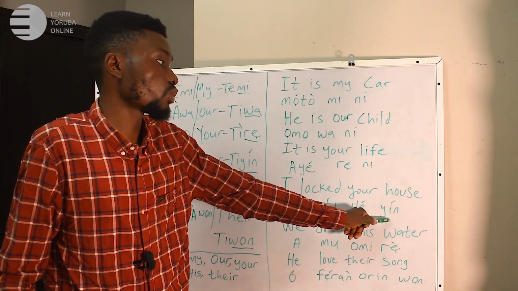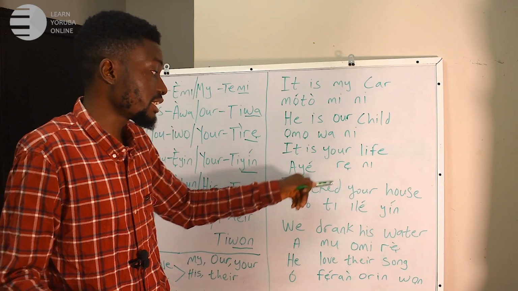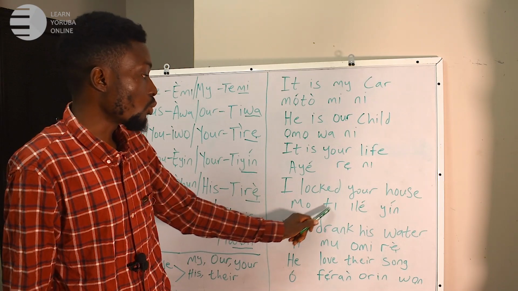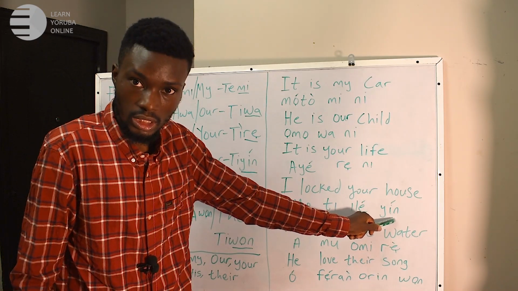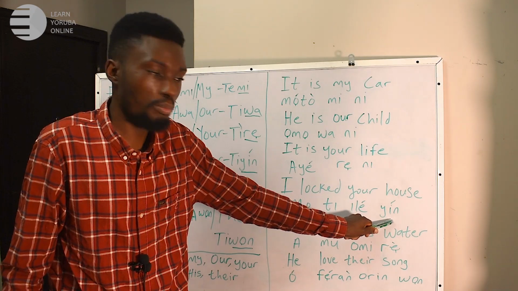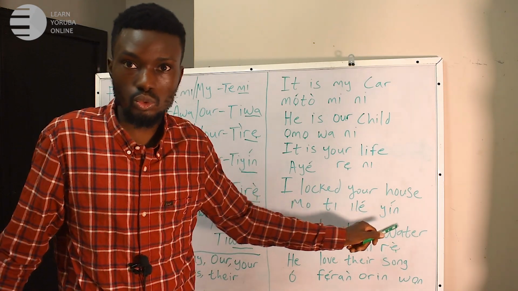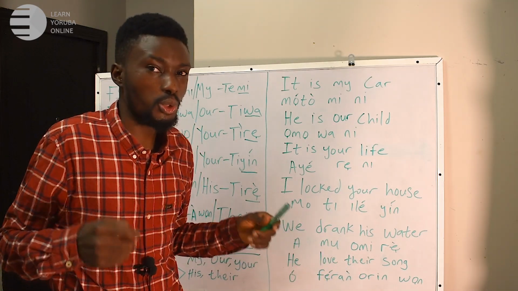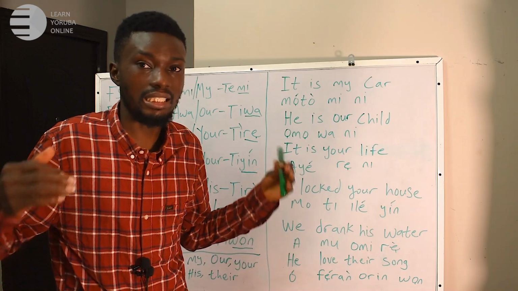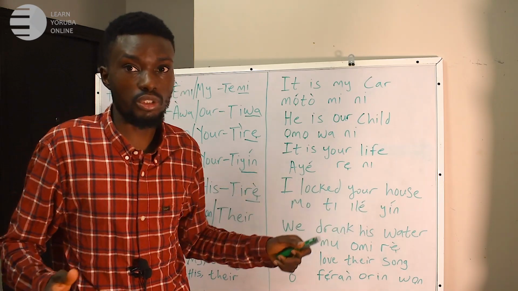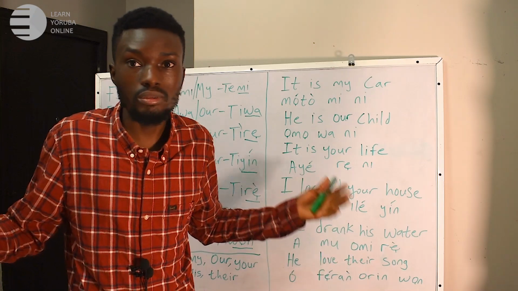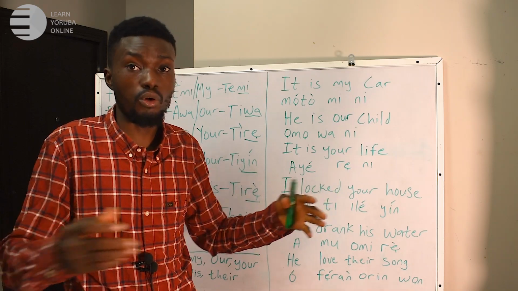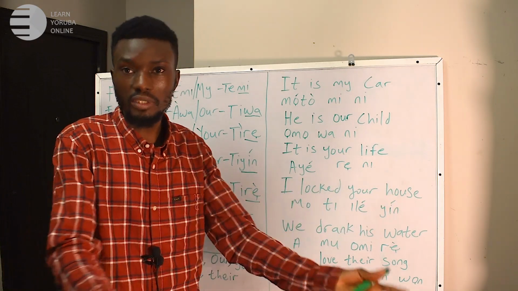So if I locked your house, if I'm talking to one person, it would have been mo ti ilé rẹ. But because I'm not talking to one person, I'm talking to more than one person, it is mo ti ilé yín. So Yoruba always has respect, even if it is one person, but you want to show respect that the person is an elder, maybe an elder that's older than you, you will still use yín, because an elder is more than you. Yoruba sometimes actually uses some of those words for plurality to show respect.